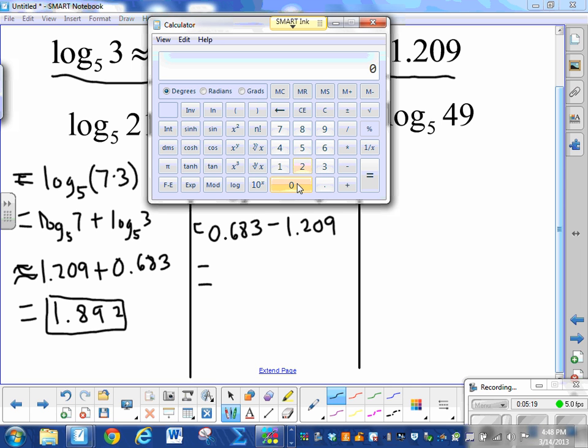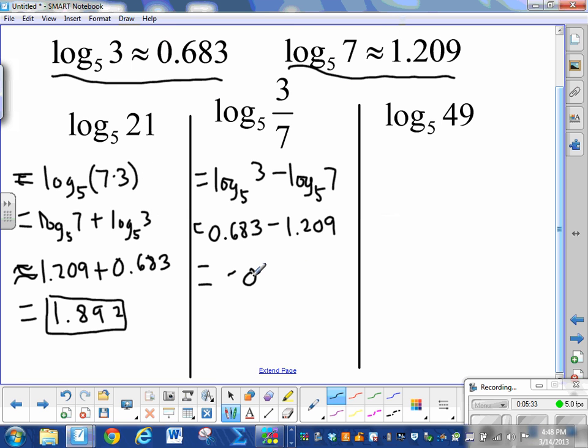Look at this. I might actually not put this up in time. 0.683 minus 1.209, and that is negative 0.526. Double check and make sure that was what it said. And yes, it was. Okay, so that's your answer right there. And this, once again, should have been an approximation. Sorry about that. Okay, now 49.